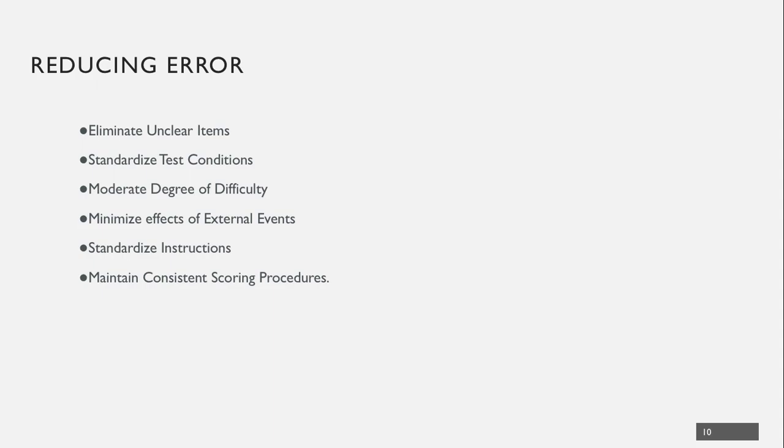So reducing error: eliminate unclear items, standardize test conditions. So have everybody test under the same conditions rather than some people coming into an office to do the survey, whereas others are at home doing the survey. Moderate degree of difficulty, minimize effects of external events, standardize instructions, and maintain consistent scoring procedures.